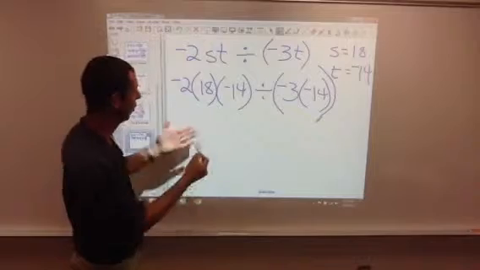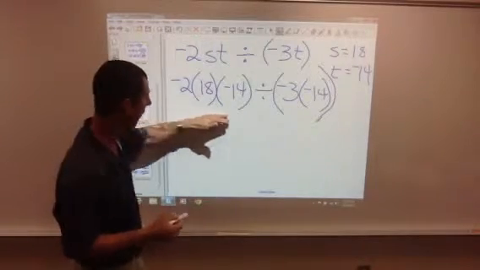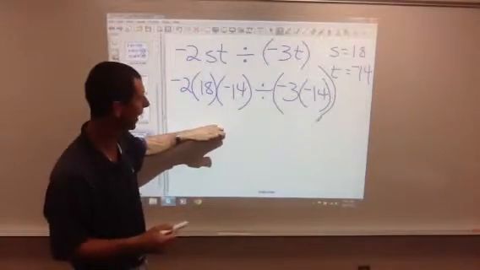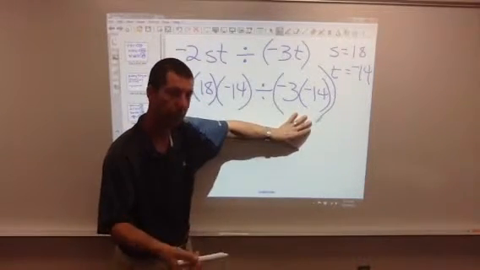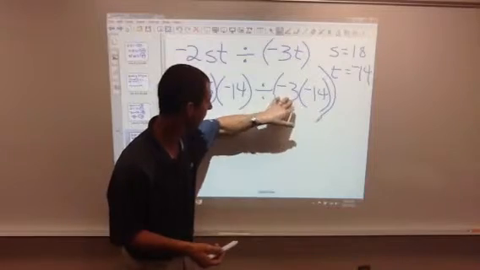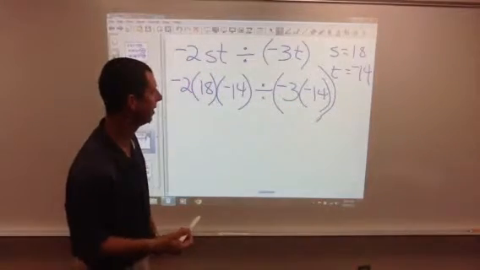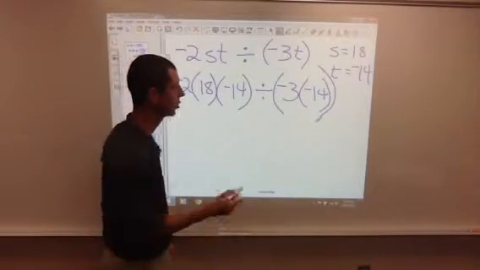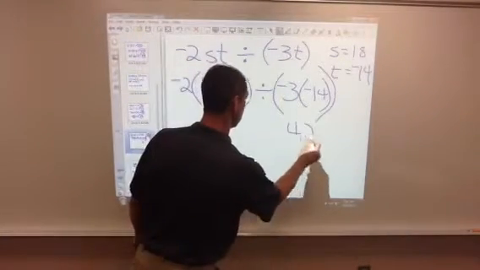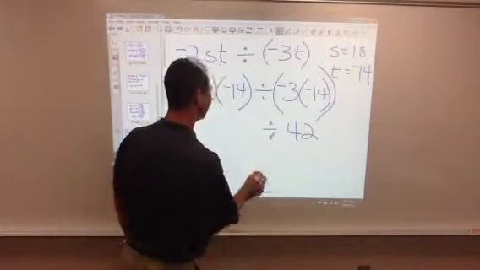Now, getting back to doing the problem. Let me analyze this. Look at what I've got here. Well, I really should do what's in parentheses first. That's order of operations. So negative 3 times negative 14, a negative times a negative, is going to be a positive answer, that's 42. So that I did first.